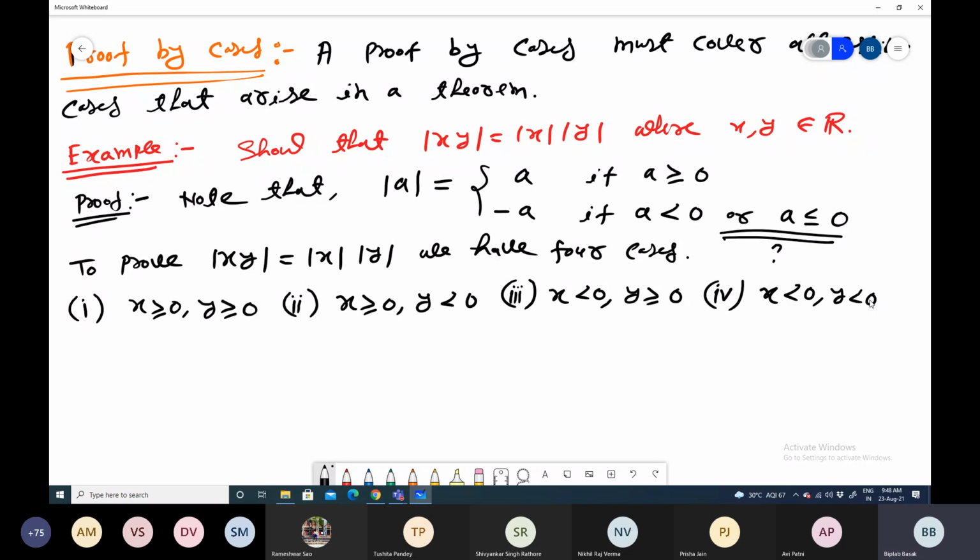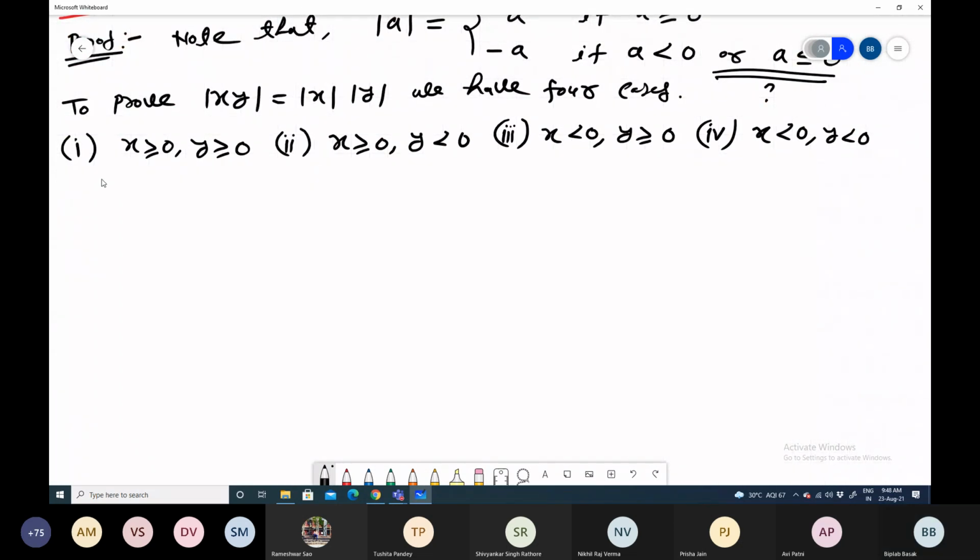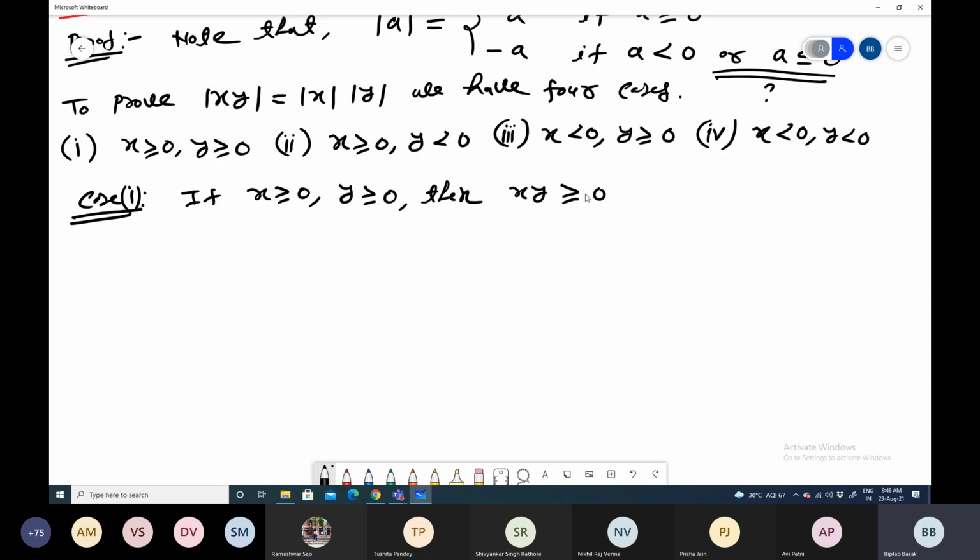Now we first look at the proof of these cases. Then again we will conclude something. So first, how to prove case 1. Now look at if x bigger equal to 0, y bigger equal to 0, then xy, their product, is also bigger equal to 0, right? So thus mod of xy will be xy because that is positive, and also this is mod x into mod y. So this way we can prove case 1.